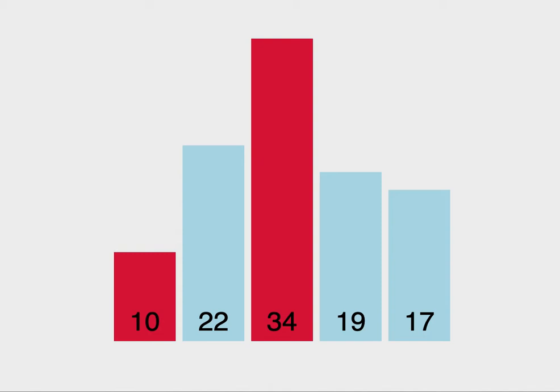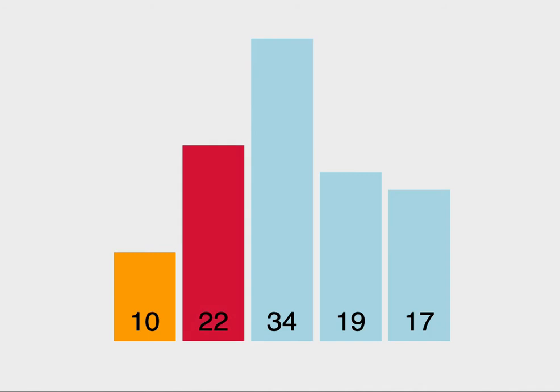Now we take our smallest variable and set it equal to 22, as we're going to assume that 22 is the smallest value in the rest of the array. Our subset now is 22, 34, 19, and 17. We've assumed that 10 has already been sorted. We've moved the smallest value to the front of the array, so we don't need to look at that value again. We just need to look at the remaining elements, right?